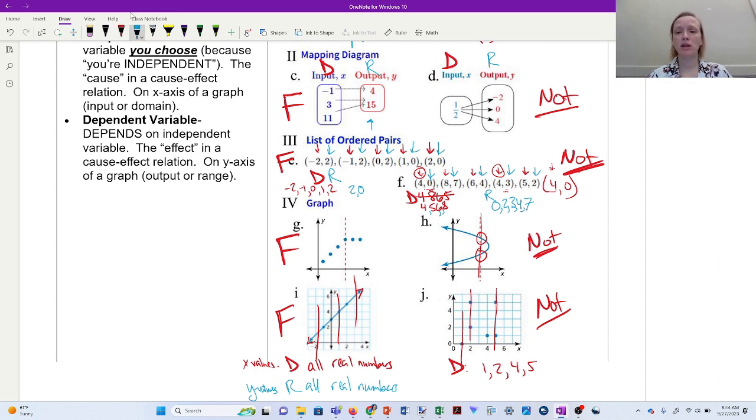And my range has values at 0, at 1, at 2, and at 5. So when you have discrete points like this, you can list the points you see from the graph individually.